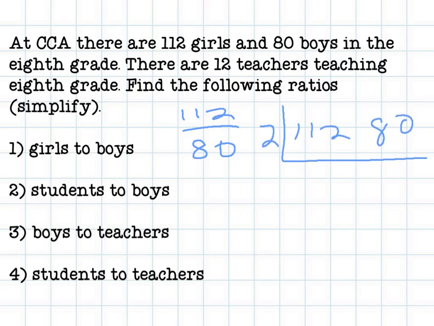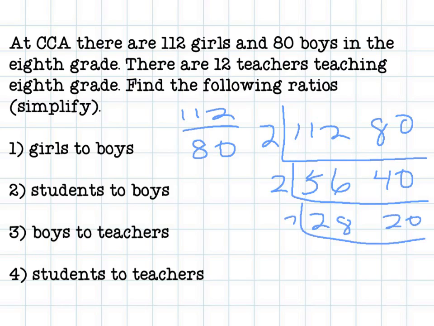2 goes into 112 56 times. 2 goes into 80 40 times. Continue, divide them both by 2. 2 goes into 56 28 times. 2 goes into 40 20 times. Divide them by 2. 2 into 28 is 14. 2 into 20 is 10. Divide them by 2. 2 goes into 14 7. And 2 goes into 10 5. So the simplified fraction is 7/5. So this would be equal to 7/5.